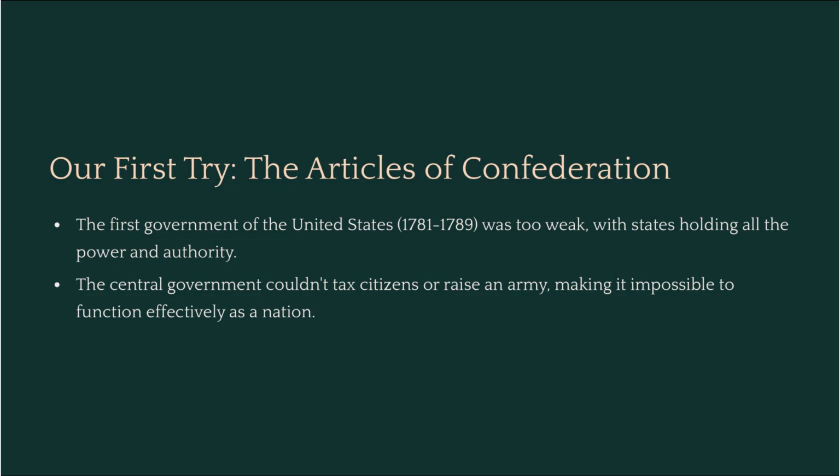Imagine a group project where all 13 partners want to do their own thing. The team leader, the central government, couldn't make anyone pay for supplies, taxes, or even get everyone to show up, raise an army. It was a disaster. The states argued and nothing got done. It quickly became clear that this wasn't working.